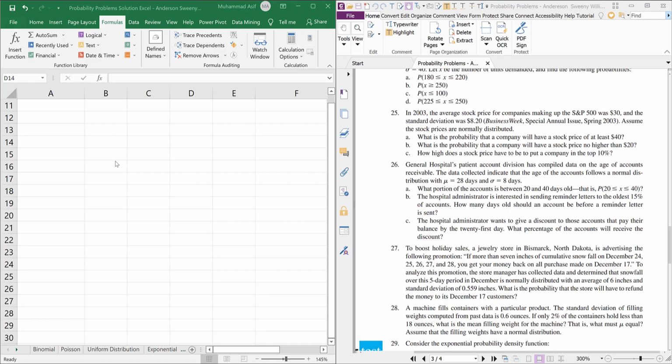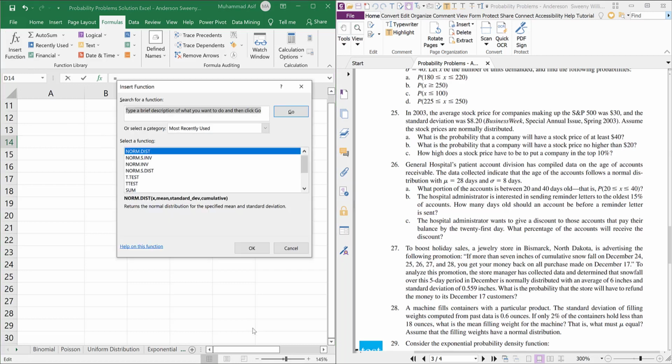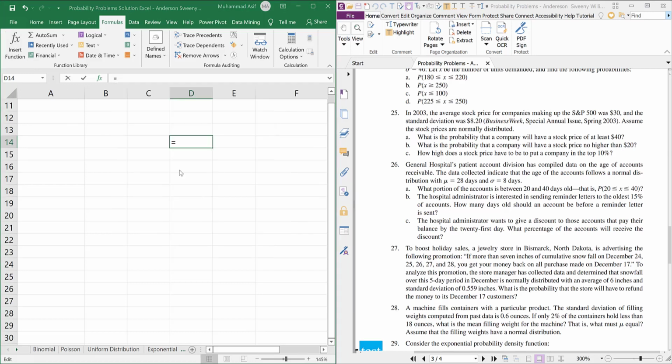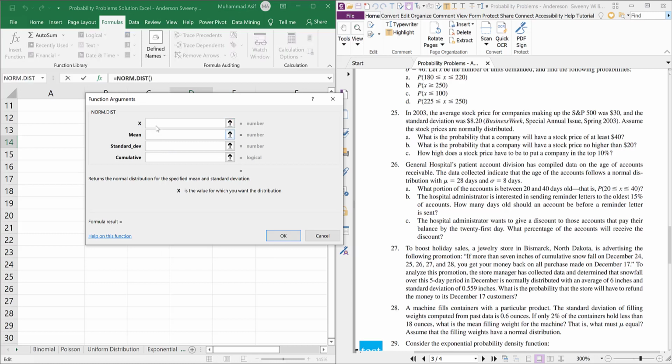For this one again, we can go directly to insert function and the NORM.DIST function, and there let's enter all values. We will do it in two steps. First we will do it with 20, and then we will do it with 40. So let's first start with 40, and then mean is 28 and sigma is 8, and cumulative, yes, it's cumulative.